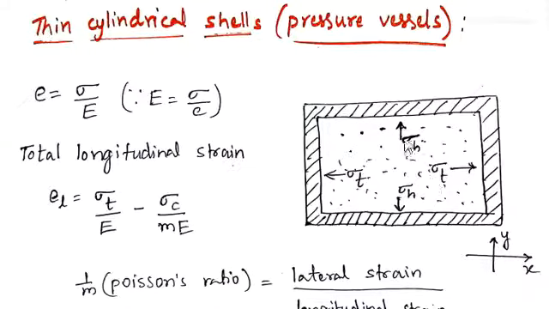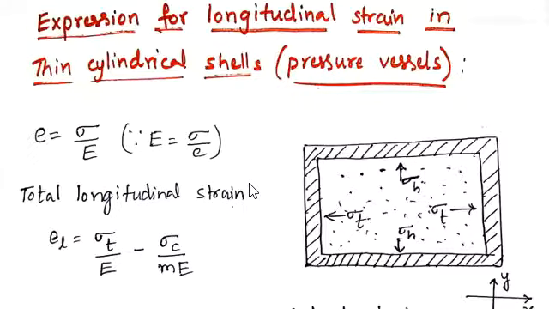And also the force which is acting along the diameter direction or circumferential direction will produce stress that is called hoop stress or circumferential stress, which can be represented by sigma h or sigma c. So here we have to write the expression for longitudinal strain. So let us see how we can write.